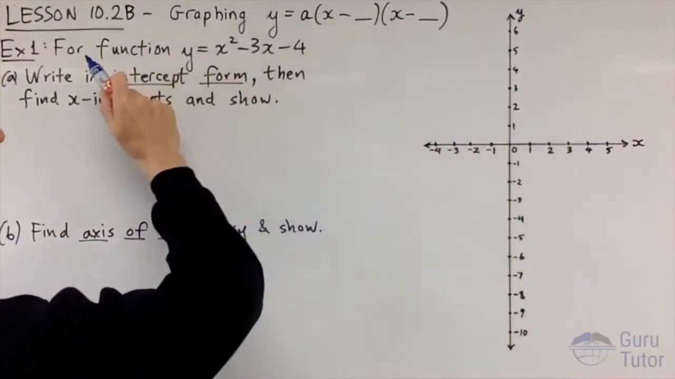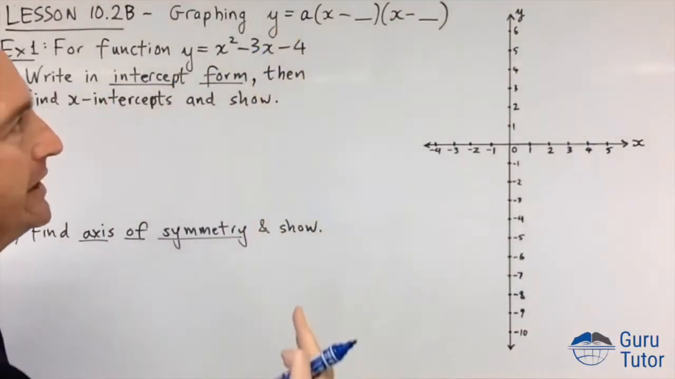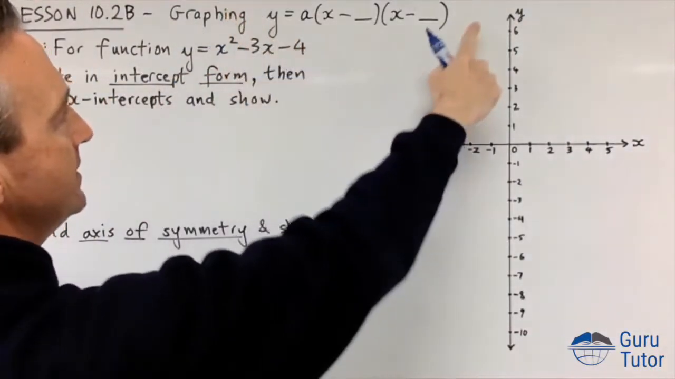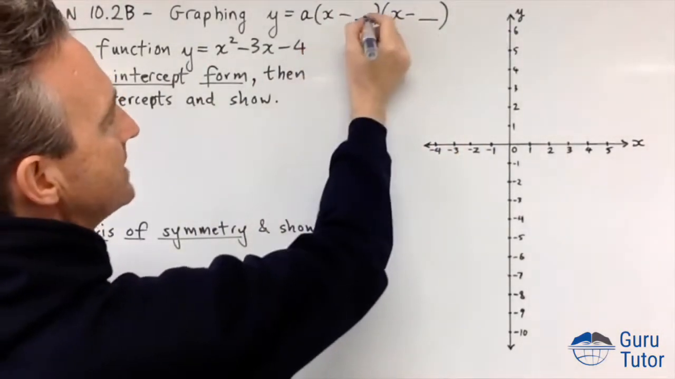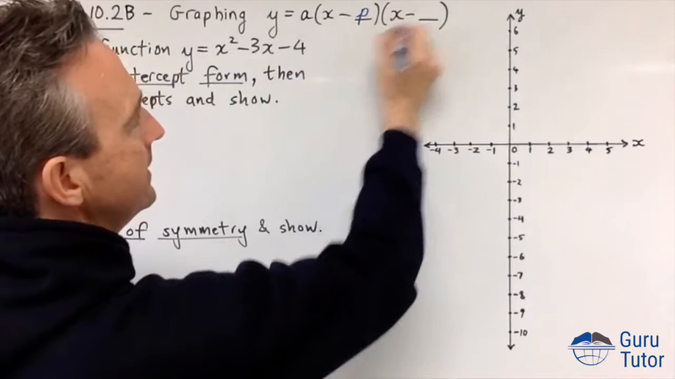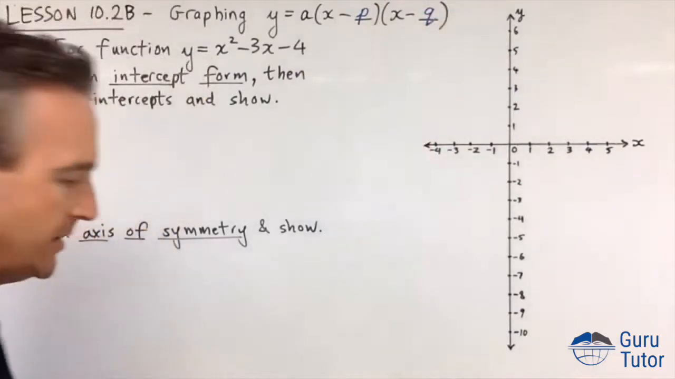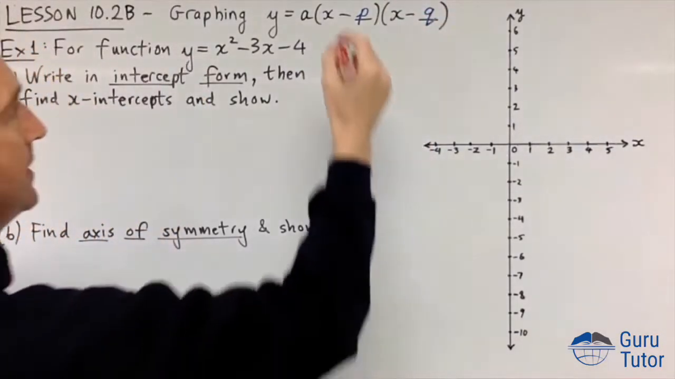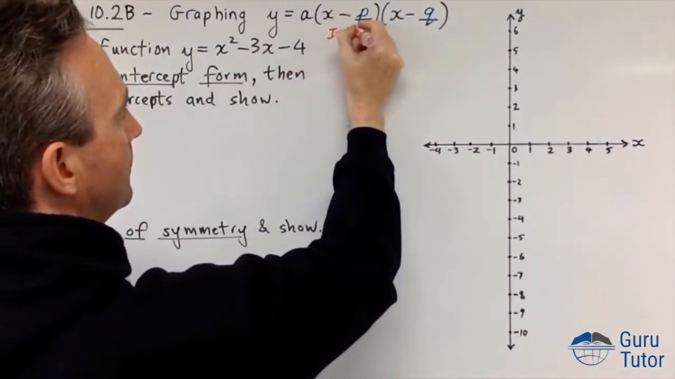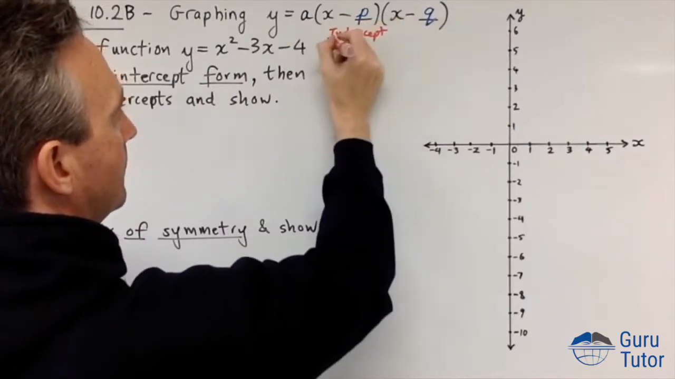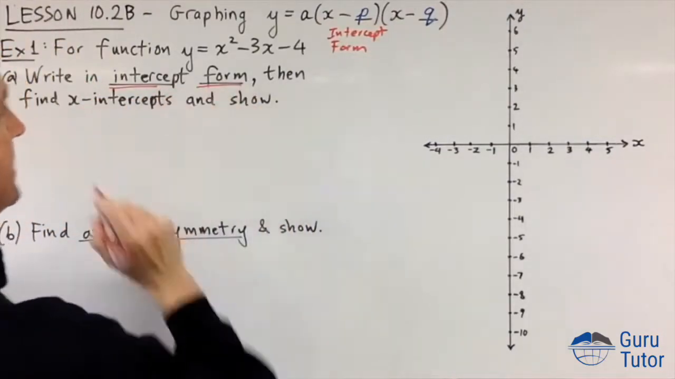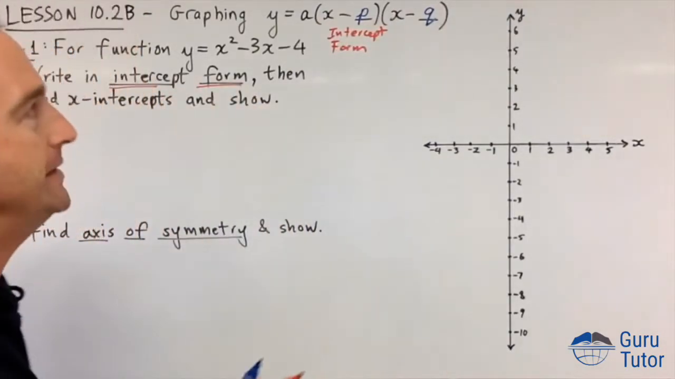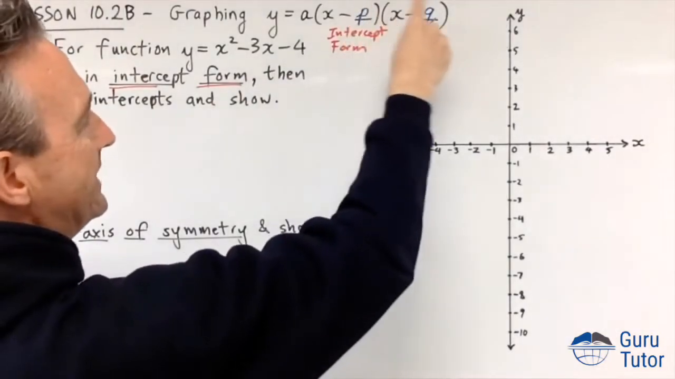Today is about graphing parabolas or quadratic equations when the formula is in this form here. Now this form has got a special name: a, x minus p, x minus q. And this form is called intercept form. Okay, so it also appears here in this first question, intercept form. And what intercept form is, we have these two numbers p and q.